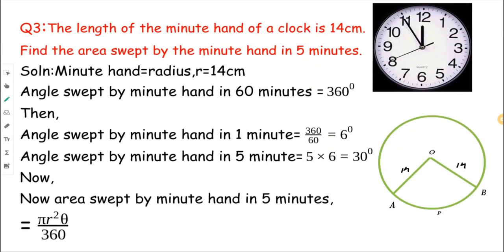We continue with exercise 12.2. Question number 3. The length of the minute hand of a clock is 14 centimeter. What do we have to find? Find the area swept by the minute hand in 5 minutes.